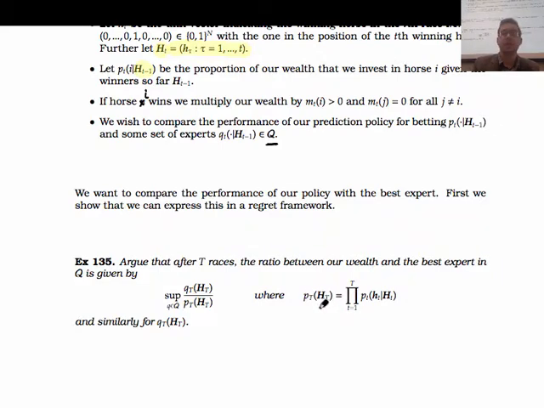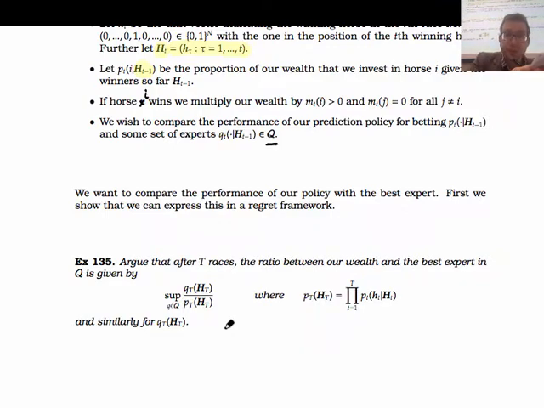We're not really being Bayesian here because we're not placing any probability assumptions on the winners. But at least for the sake of some shorthand notation, we're going to let P_T of H_T be just the product of all the probabilities that I've seen: the probability of horse 1 and 2 and 3 and 4 all the way up to T. This is the product of the predictions I had for horses 1, 2, 3, 4 and all the way up to T. So the ratio of these two things, we're saying, is going to give the ratio of our wealth compared to the wealth of the best expert. All right, so let's write that down.